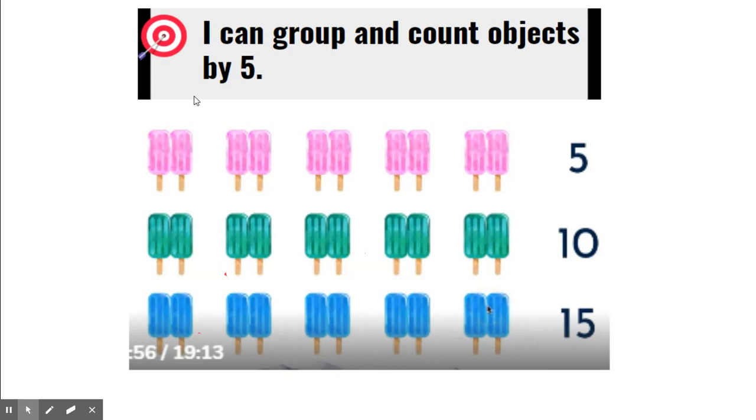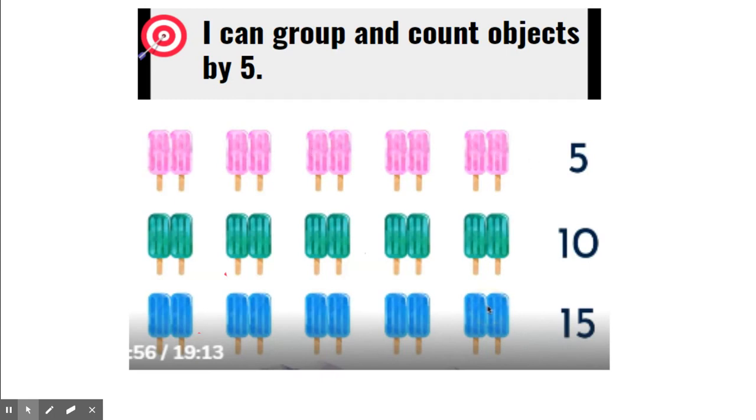Our lesson target said I can group and count objects by 5. I see a whole bunch of popsicles on this page. Yesterday we talked about popsicles. I see popsicles grouped by colors. I see some pink popsicles. Let me count how many there are. 1, 2, 3, 4, 5. There are 5 pink popsicles.